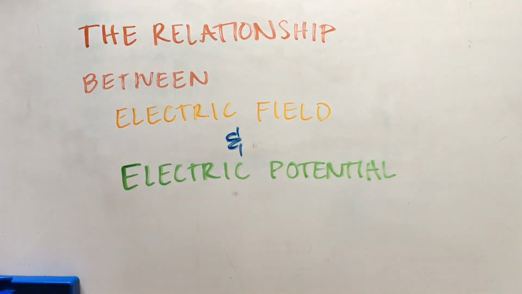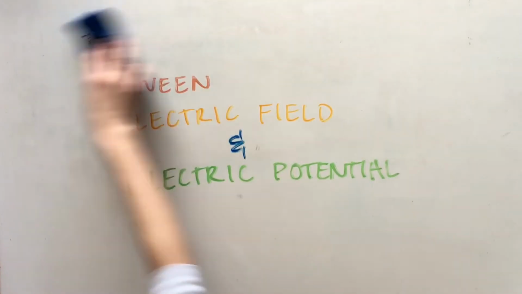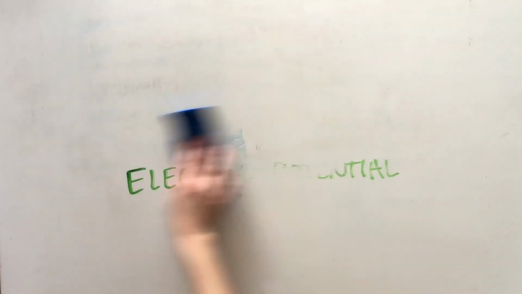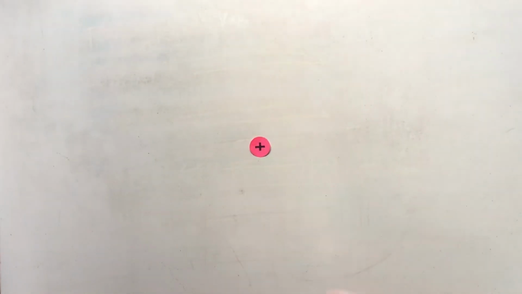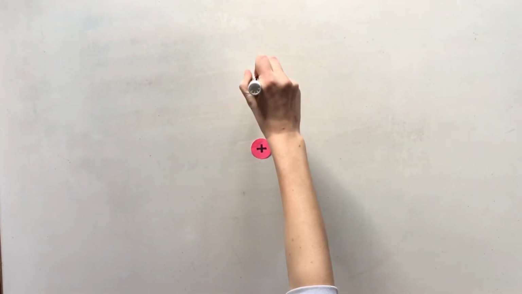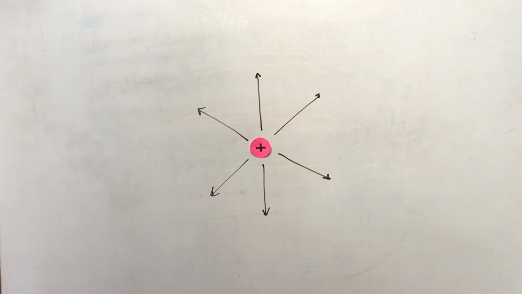Today we will be exploring the relationship between electric field and electric potential. But first, to do this, we must understand what an electric field is. The electric field lines that come out from an electrical charge always flow from an area of high potential to an area of low potential, or in other words, from a positive charge to a negative charge.